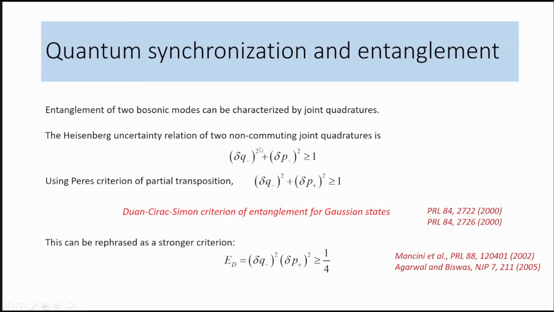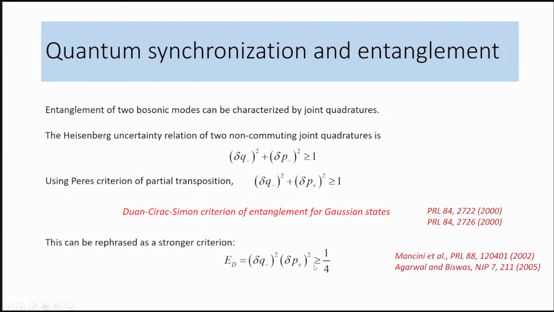So if I say (delta Q minus)² plus (delta P minus)² is greater than or equal to 1, take the Peres criterion for partial transposition. This boils down to this one. This particular equation, (delta Q minus)² plus (delta P plus)², becoming equal to 1, is the separability criterion for Gaussian states. If it is violated, then as Duan, Giedke, Cirac, Zoller, and our Indian scientist Professor Simon have shown, the Gaussian states can become entangled. It can be rewritten in terms of a stronger criterion that we will use in this work.